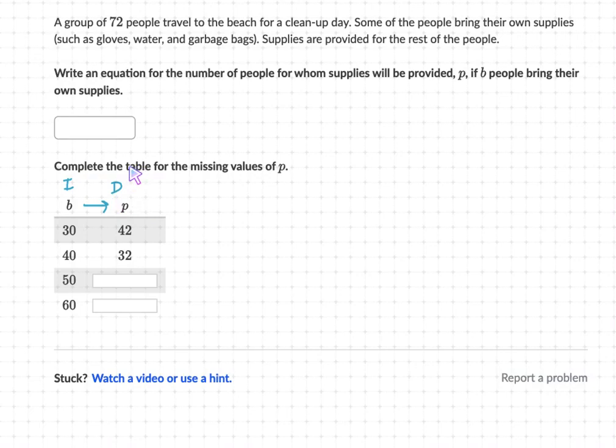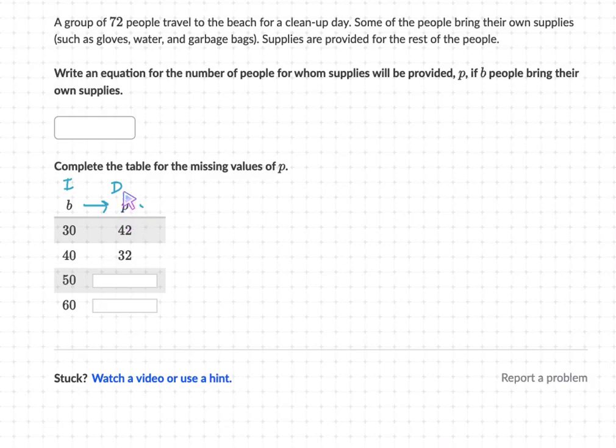A group of 72 people traveled to the beach for a cleanup day. Some of the people brought their own supplies, such as gloves, water, and garbage bags. Supplies are provided for the rest of the people. Write an equation for the number of people for whom the supplies would be provided if B people brought their own supplies.